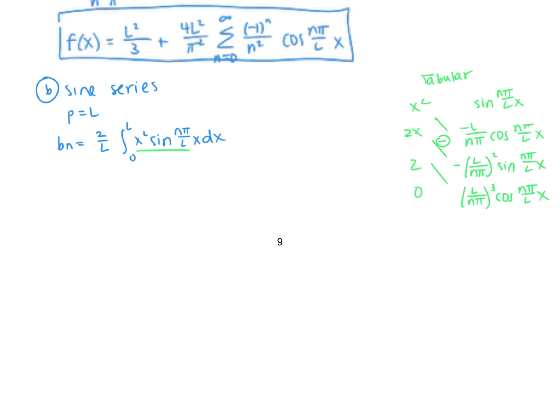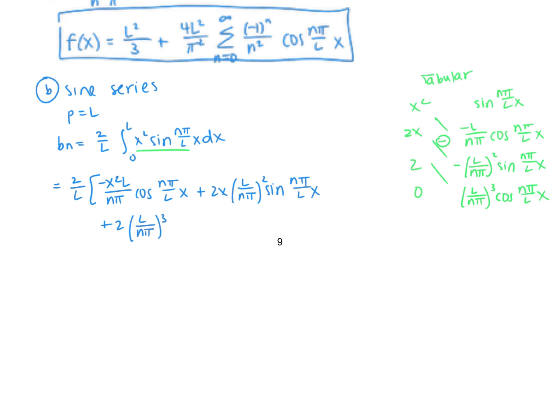Okay, so where that leads us to then is we have 2 over L, and we have negative x squared L over n pi, cosine of n pi over Lx, add 2x, L over n pi, quantity squared, sine of n pi over Lx, and then add 2 over L over n pi, that quantity cubed, cosine of n pi over Lx. And all of that is being evaluated from 0 to L.